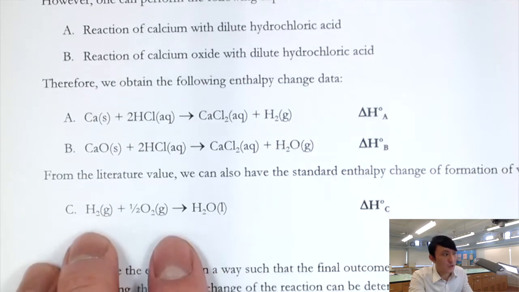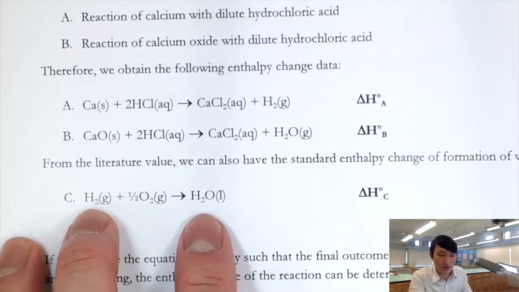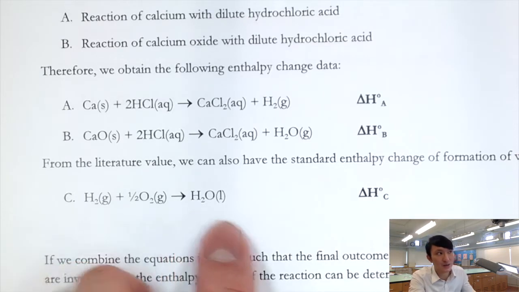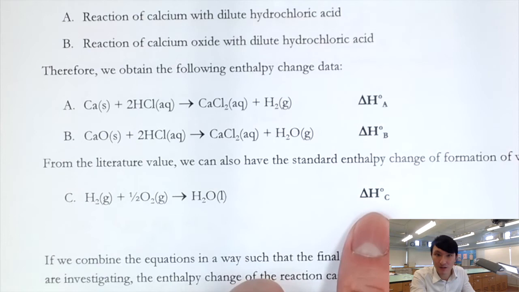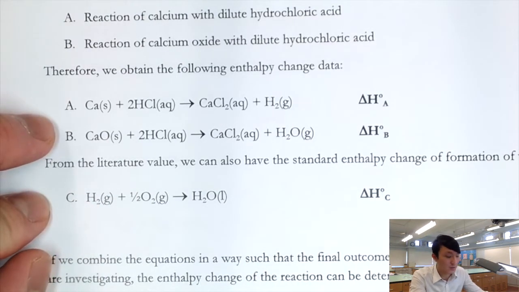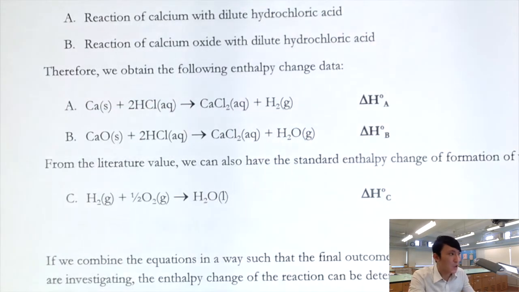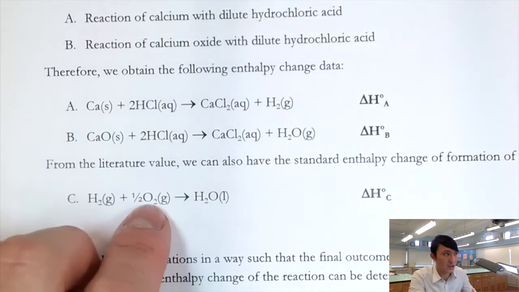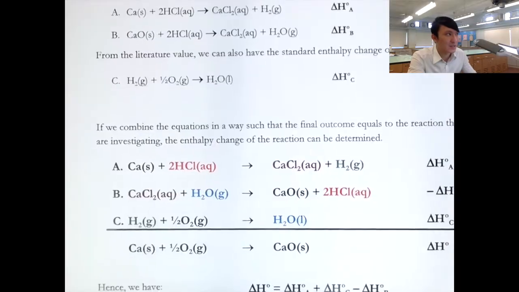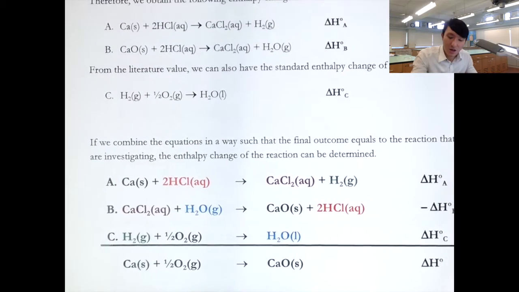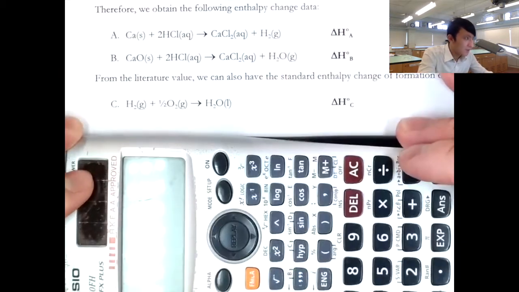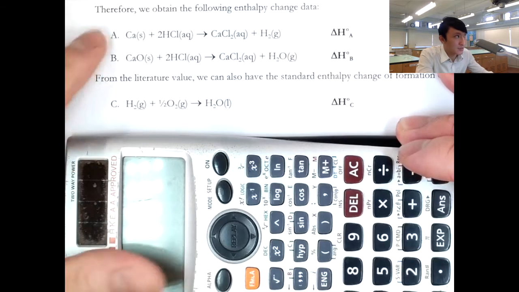Now, we also have to make use of one more literature value, which is the standard enthalpy change of formation of liquid water. This one you'll find from the data booklet. So having three thermochemical equations, three enthalpy terms, now we can combine these three equations to get what we want. The technique here is that we try to combine the equations using these three.